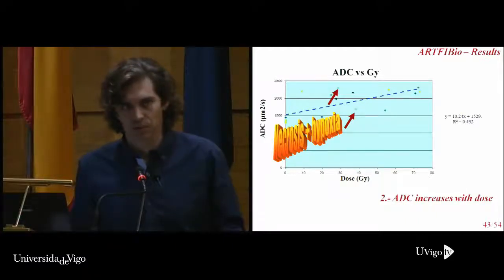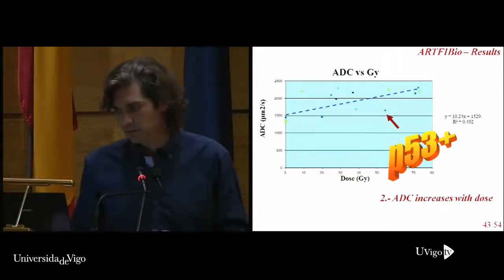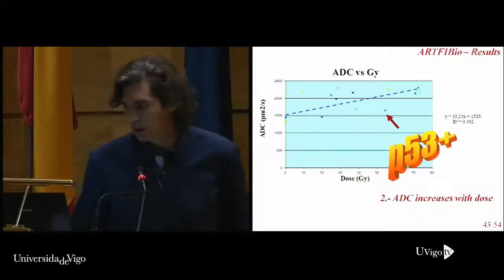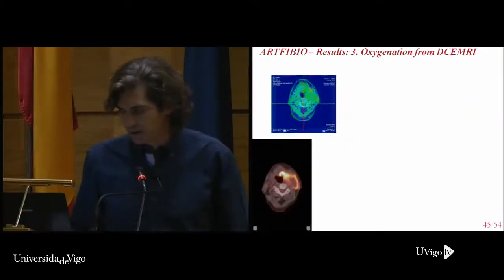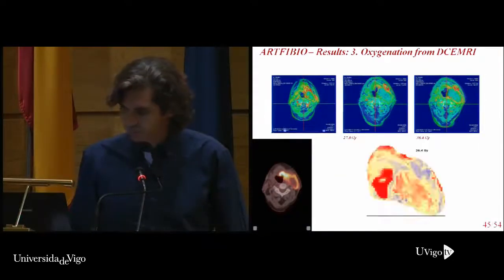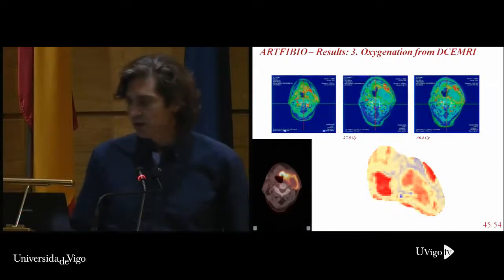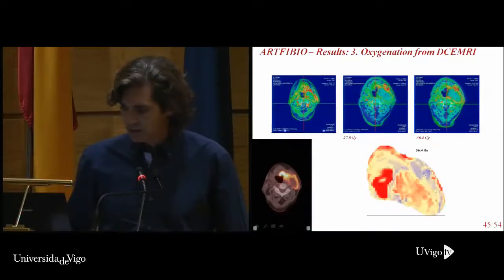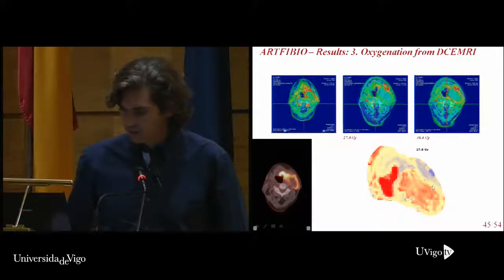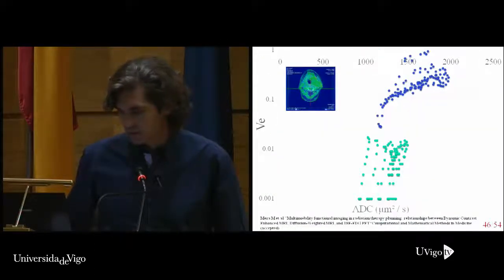Necrotic tissue has a big ADC, like normal tissue, and then it's a bit complicated. This was a papilloma-positive patient, and then has a different response. Here you can see the variation of the oxygenation along the treatment. You can see here how this part of the tumor is reoxygenated, and the tumor is shrinking a bit.